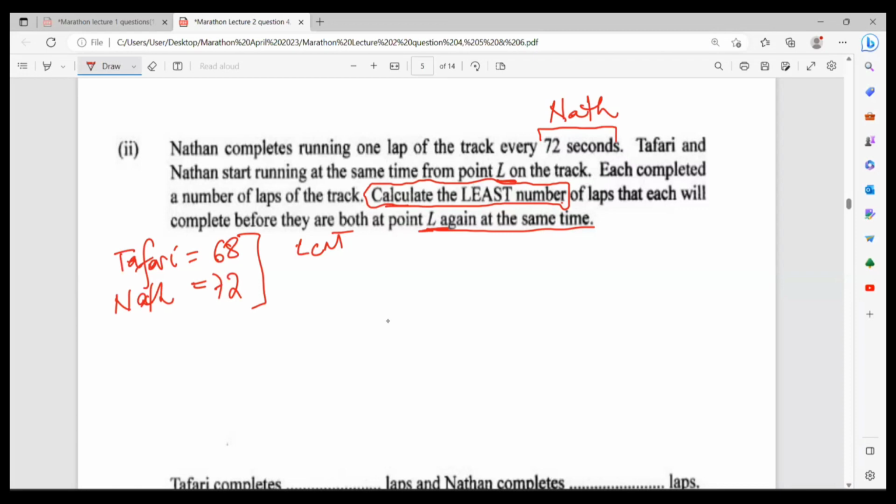68 is 2 times 2 times 17. Okay, you're doing it that way. All right, you're doing it. All right. There are many ways you could do it, guys. I will not try to show you all the ways, but what I'll say to you is this.